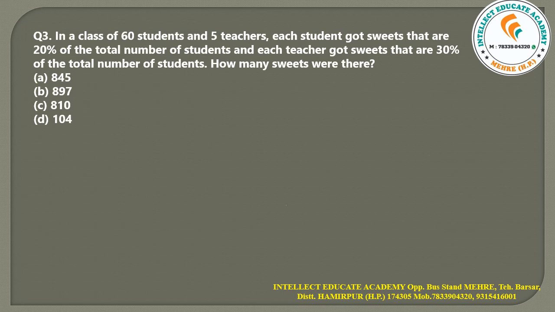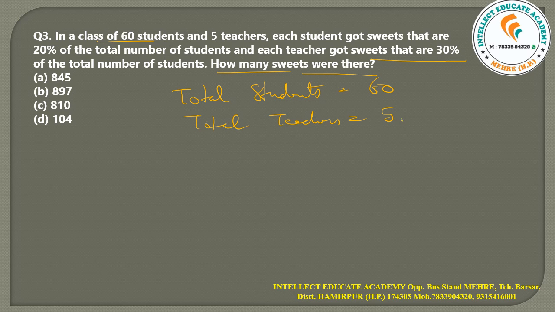Let's see this question. In a class of 60 students and 5 teachers, each student got sweets that are 20% of the total number of students, and each teacher got sweets that are 30% of the total number of students. How many sweets were there? So how many total students are there? That is 60. Total teachers, that is 5.